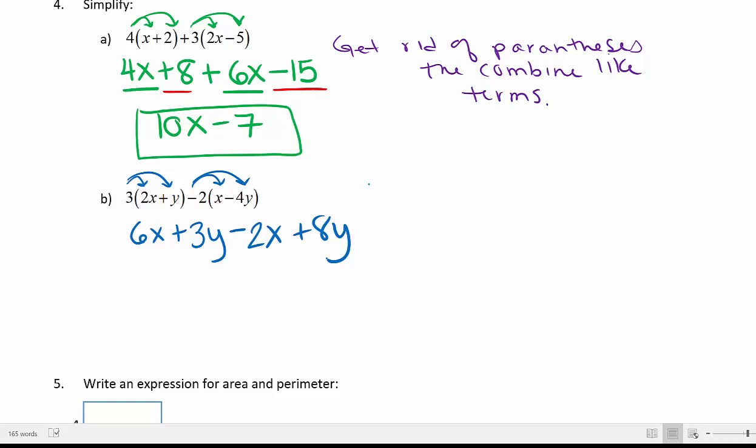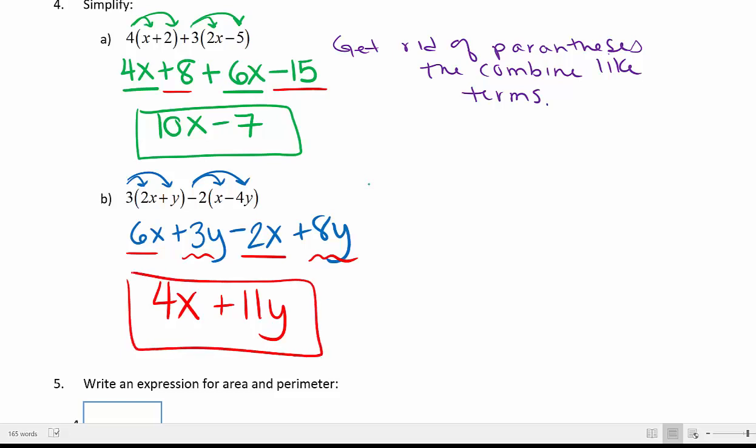All right, so to finish this problem, we combine like terms. I can add the x's together. 6x minus 2x is 4x. And then I can add the y's. 3 plus 8 is 11, so plus 11y. And again, those aren't like terms, so we can't go any further.